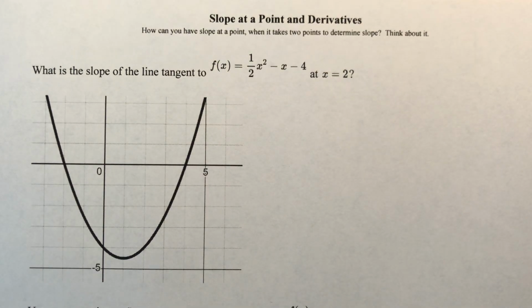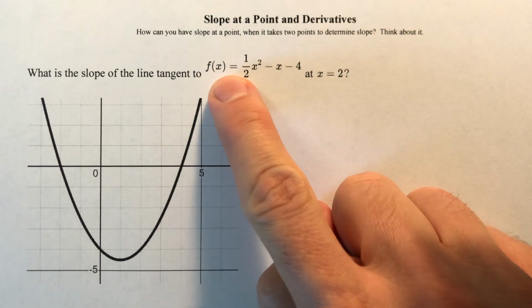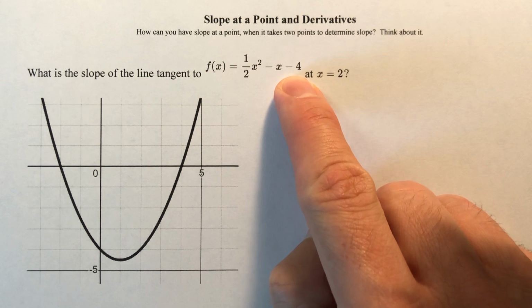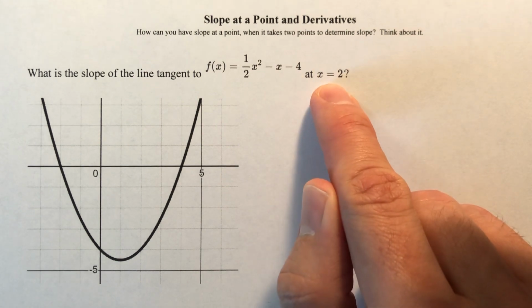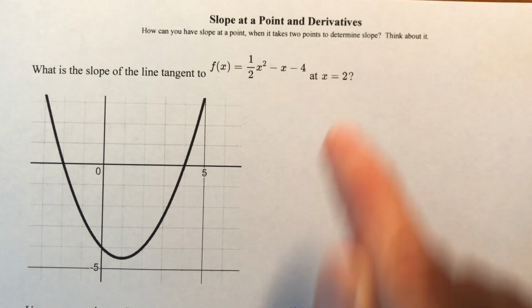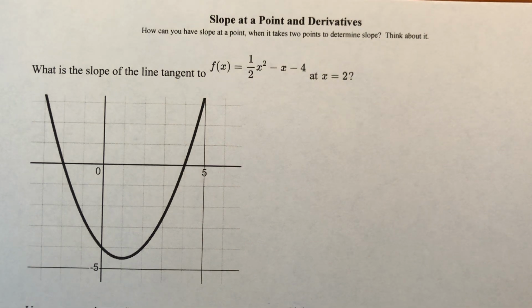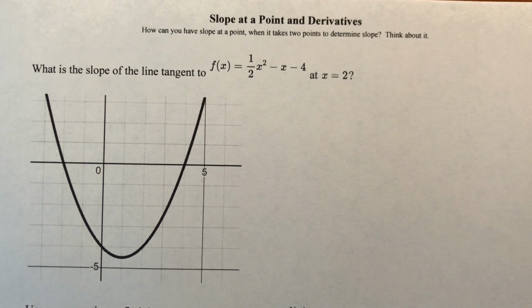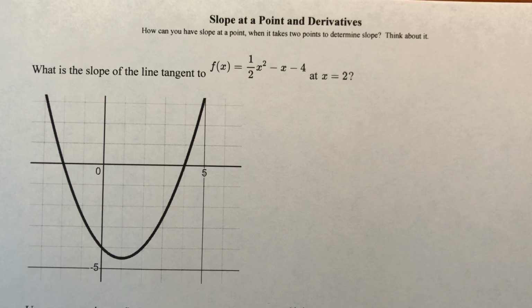What is the slope of the line tangent to this graph at x equals 2? All right, this is going to start getting a little bit tricky, but I want to know the slope of the line tangent to that at x equals 2.